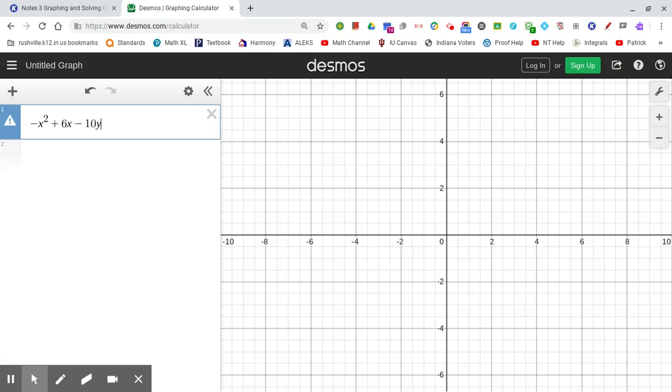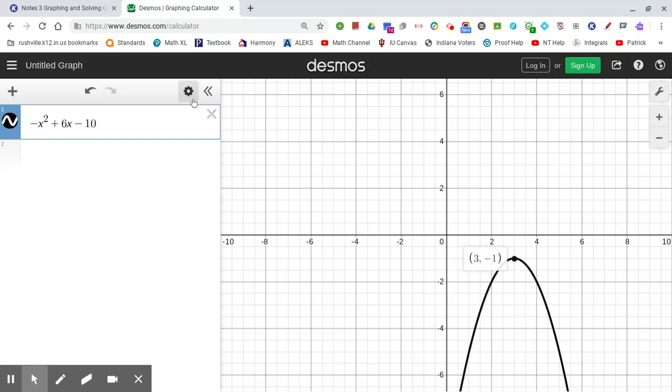Equals y, or just not putting that equal sign at all, is what Desmos likes as far as the notation goes. So here's my parabola. I said as I was identifying my A, that because the A is negative, the graph opens down. And if I click on my parabola, I find my highest point, aka my vertex, and that is at (3, -1).